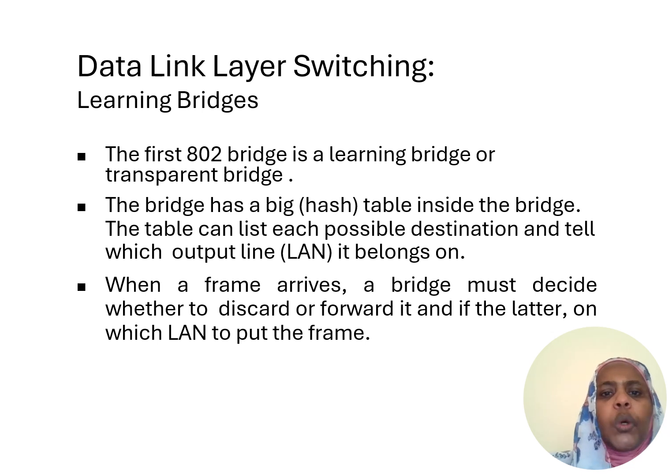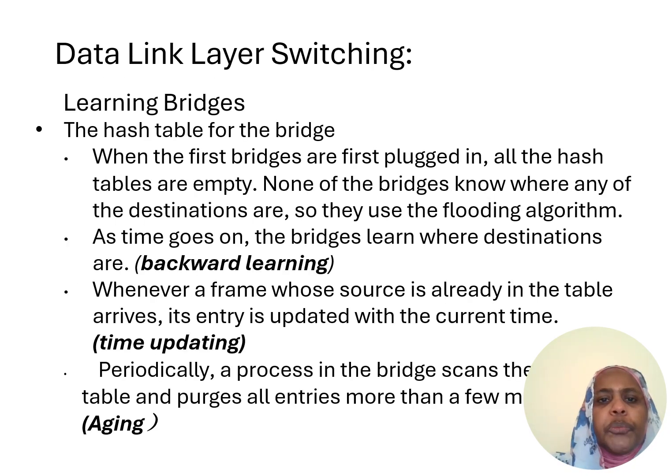The first 802 bridge is a learning bridge or transparent bridge that has a large hash table inside the bridge, consisting of all the possible destinations and telling which output line or which LAN each belongs to. When the frame arrives, the bridge must decide which port it will send it to. If it doesn't know which port to send it to, it will use a flooding algorithm. Learning bridges or transparent bridges learn about the network topology.